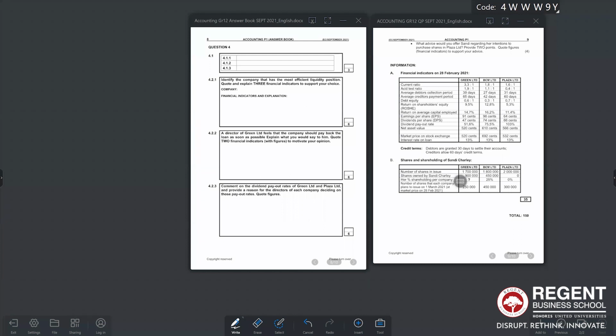Okay? Let's look at the third question. Comment on the dividend payout rate of Green Limited and Plaza Limited, and provide a reason for the directors of each company deciding on these payout rates, quote figures. Right. Now, this question is about the dividend payout policy.